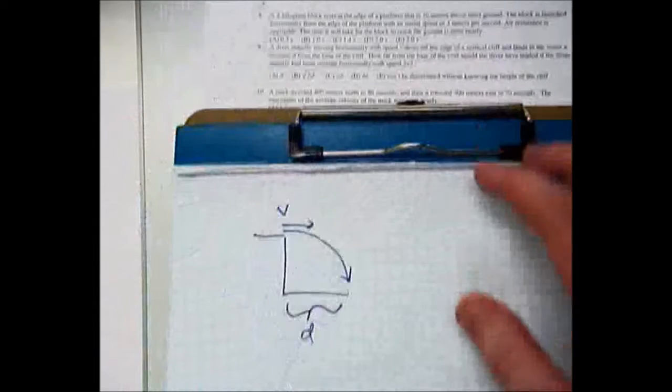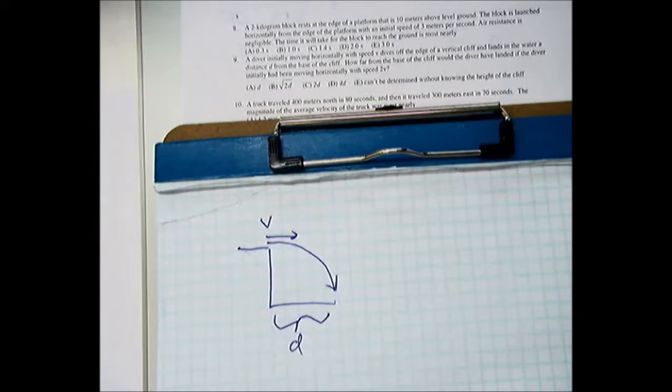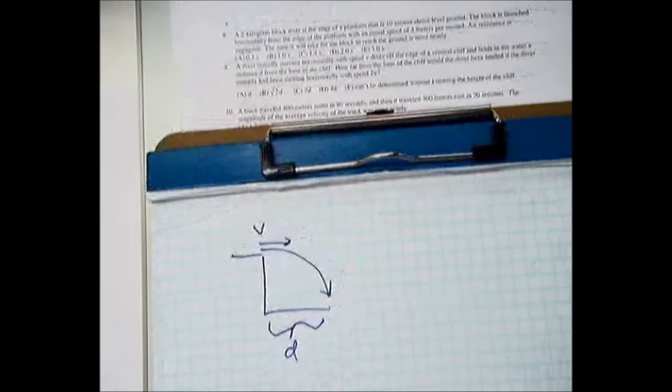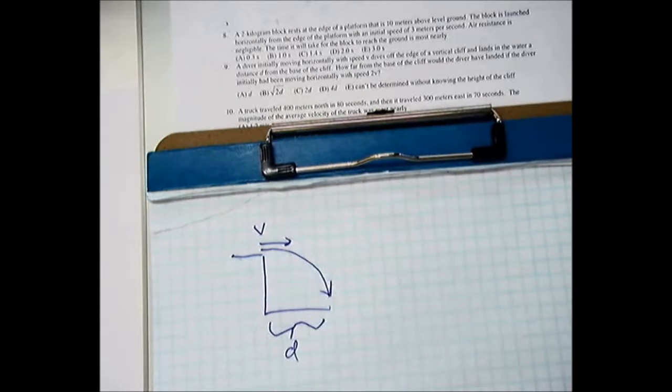Well, guess what? If you don't know the height of the cliff, you wouldn't be able to determine the time. Okay, that is true. But luckily, that really doesn't matter because it's falling the same height in both cases. So it doesn't matter that you're increasing horizontal velocity. It doesn't matter that we can't calculate the time because the time is the same in both cases, right?